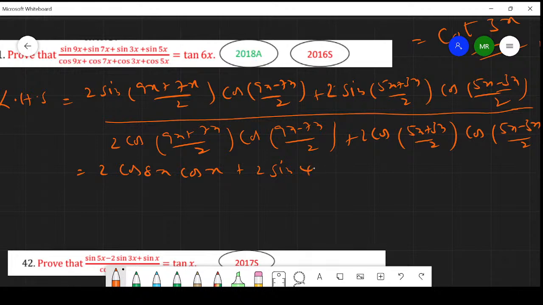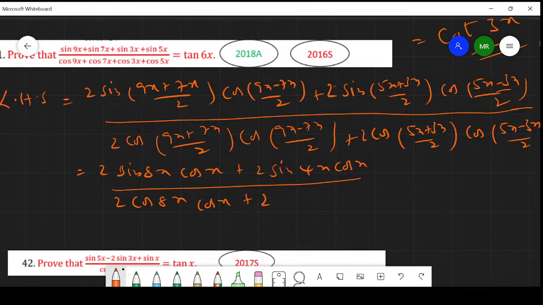8x by 2, you will get 2 sin 4x into cos x, by 2 cos 8x cos x. So this is written wrong. This is sin 8x, right? Be careful. This is 2 sin 8x cos x plus 2 sin 4x cos x by 2 cos 8x cos x plus 2 cos 4x cos x.